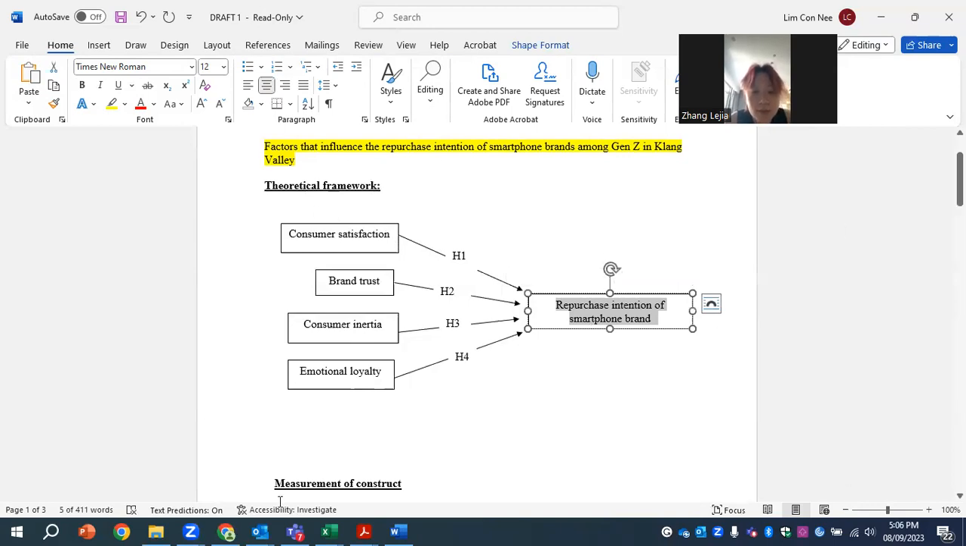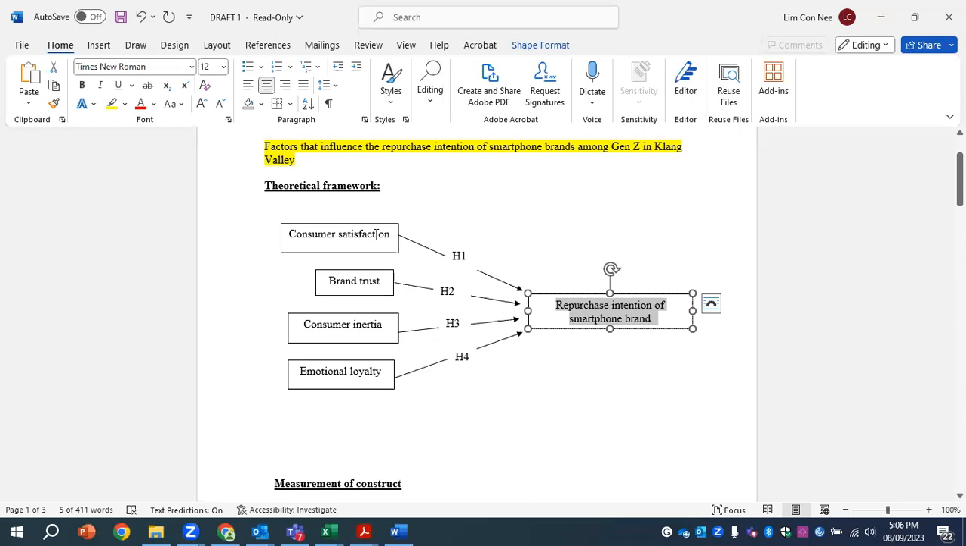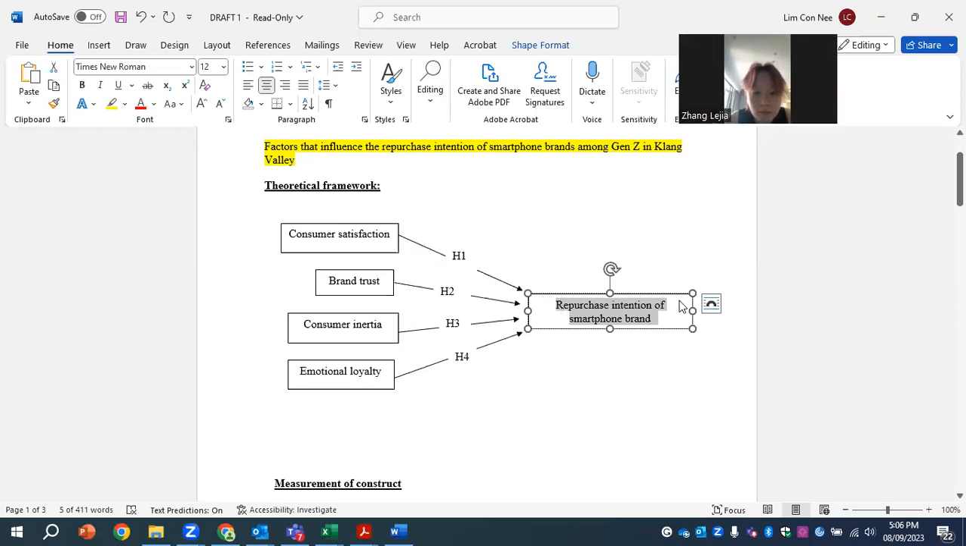We will just do a direct model, which is simple. You don't have to put in all the mediator or moderator for undergraduate level. So just a direct model like this. For example, customer satisfaction affects repurchase intention. I want you to do 4 IVs, 4 variables. Is that clear?